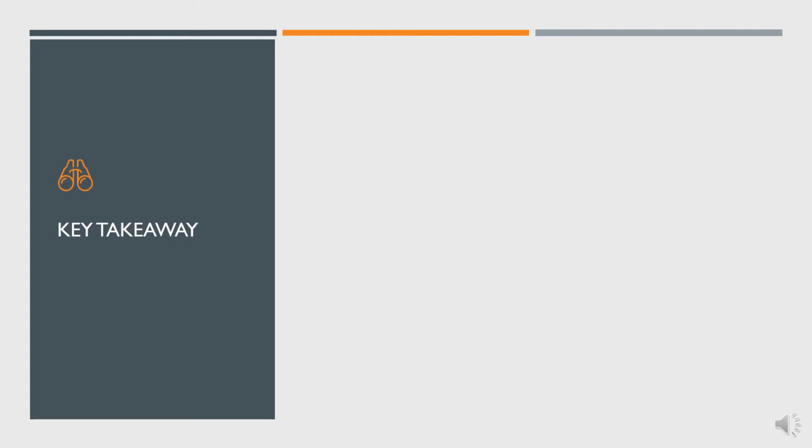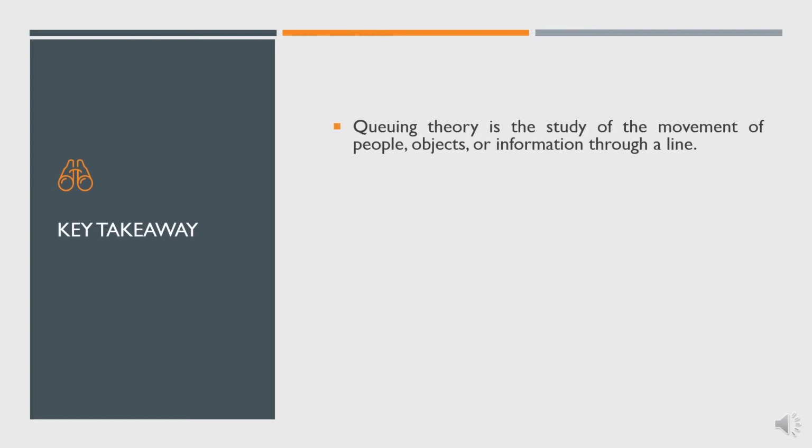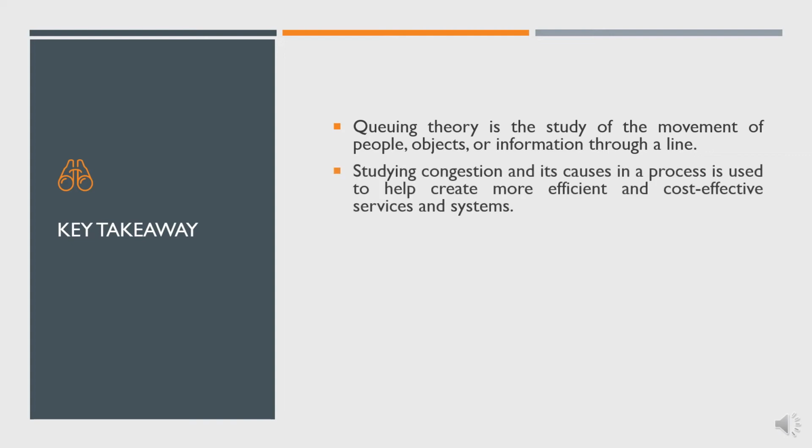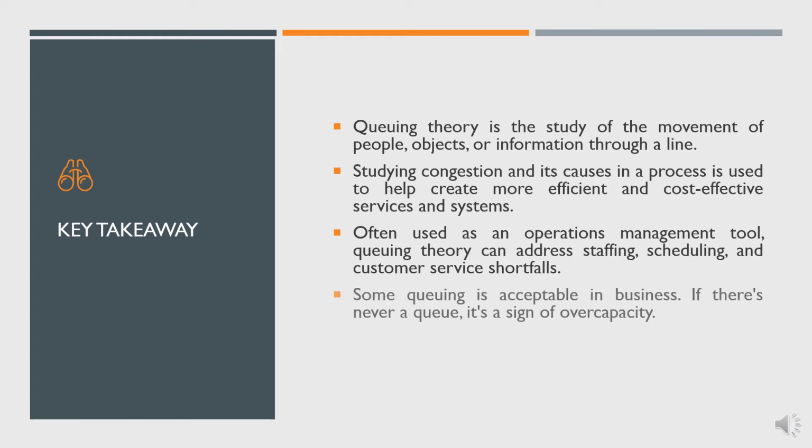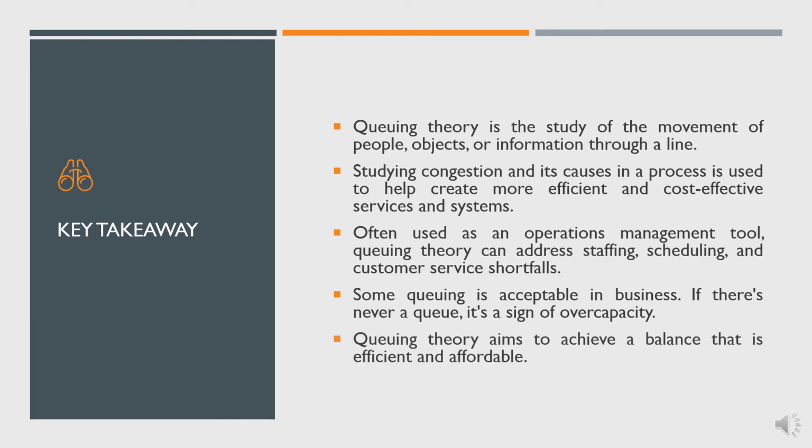As a summary, queuing theory is the study of movement of people, objects, or information through a line. By studying congestion and its causes in a process, it is used to help create more efficient and cost-effective services and systems. Queuing theory is often used as an operations management tool that can address staffing, scheduling, and customer service shortfalls. Some queuing is acceptable in business. If there's never a queue, it's a sign of overcapacity. And lastly, queuing theory aims to achieve a balance that is efficient and affordable.